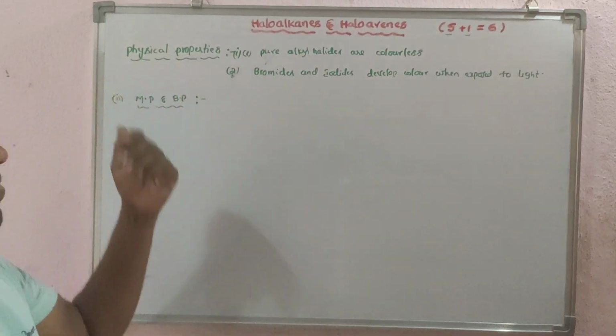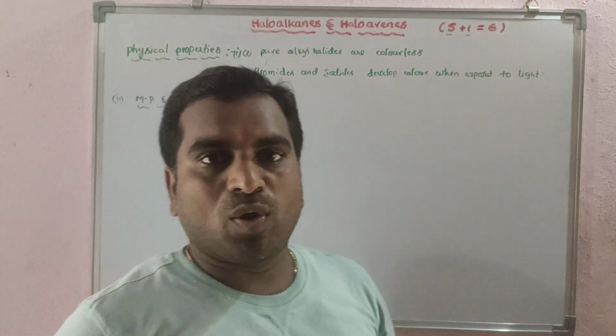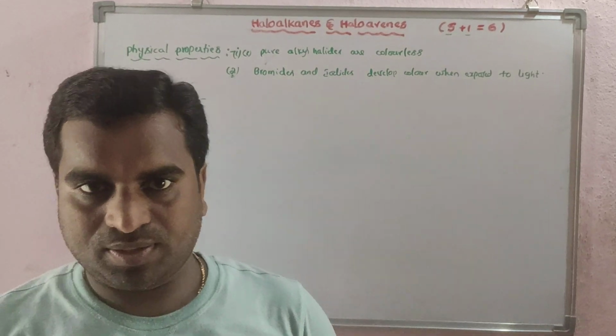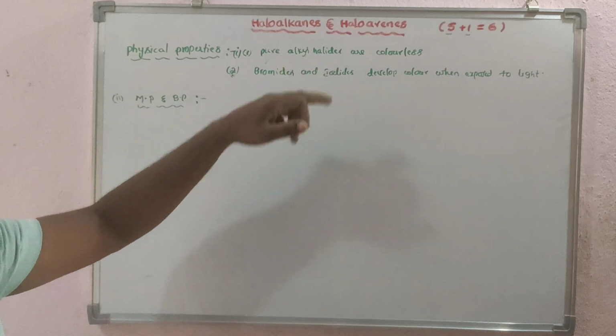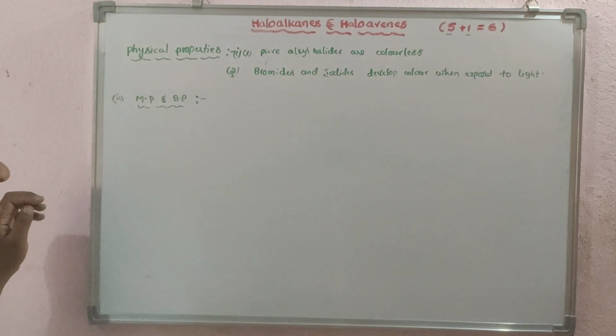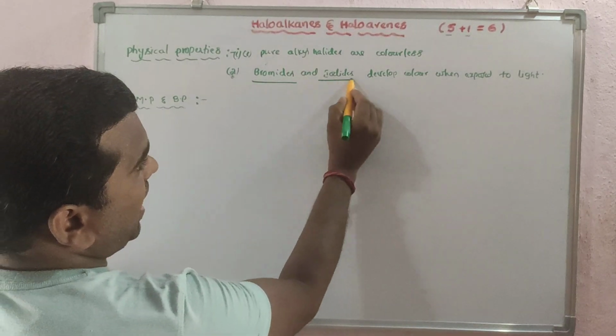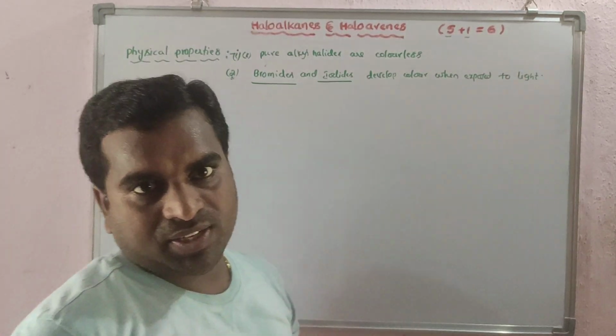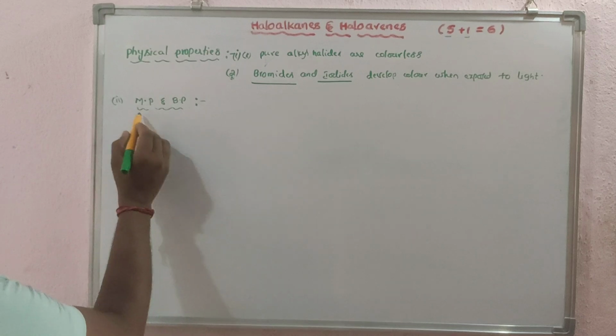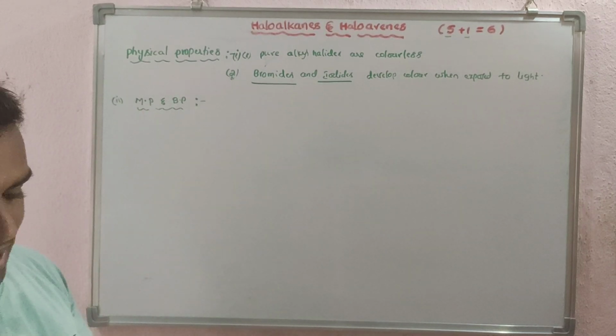Next one is physical properties of haloalkanes and haloarenes. First, pure alkyl halides are colorless, but bromides and iodides develop color when exposed to light. And next one, melting and boiling points.